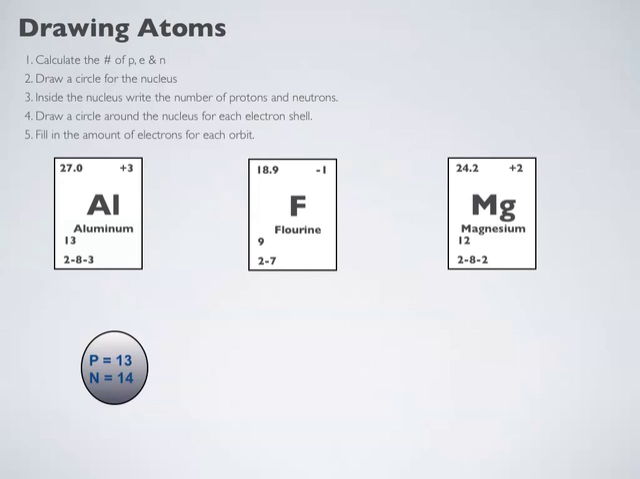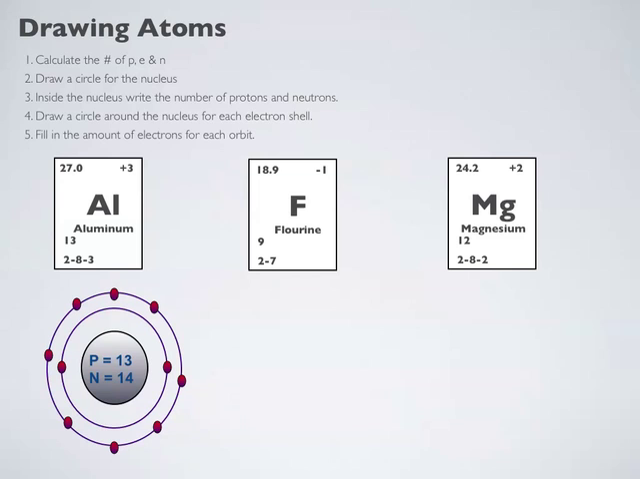So in the first orbit, there are 2 electrons, so we draw them opposite each other. The first electron shell can only hold 2 electrons. The next shell can hold up to 8 electrons. And then the last shell in aluminum holds how many? 3 electrons. So that is one way to draw an atom.